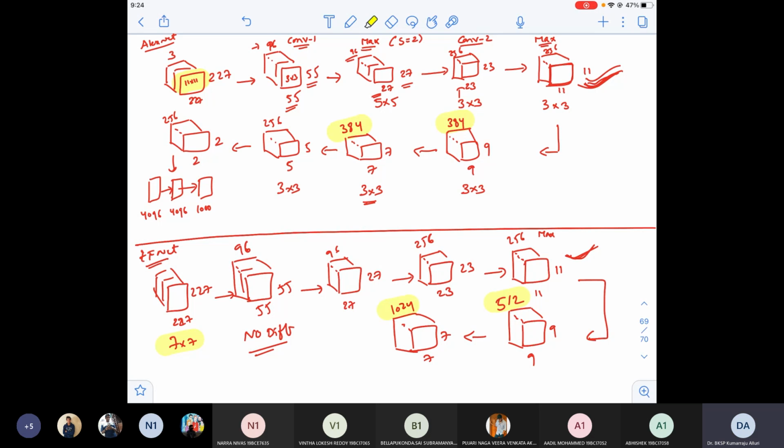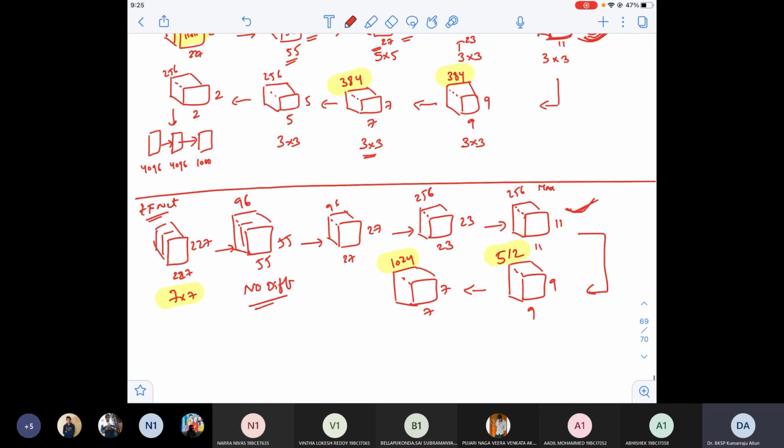1024. But if you see here, it is 384. They have applied how many kernels? 1024 kernels instead of 384. There is another difference.